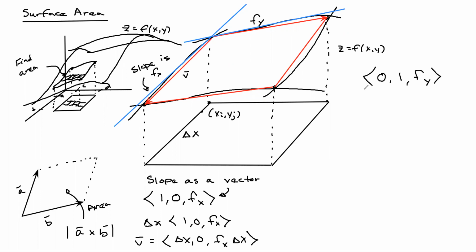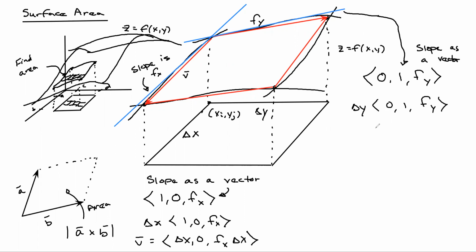We could then take that. All right, so let's go ahead and connect this. So the slope as a vector, and then we need a change in y sized step. This is for a 1 unit step, so you need to take change in y and multiply it by that. And then we'll get 0, change in y, partial with respect to y, change in y.